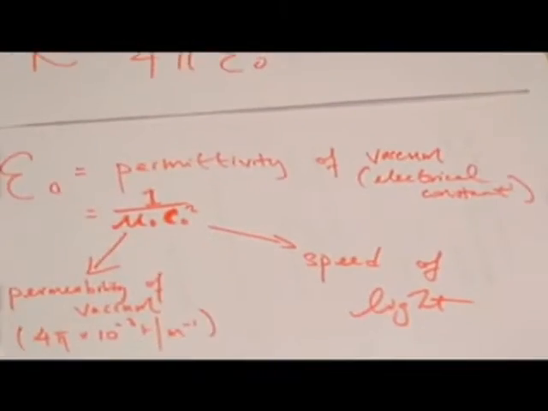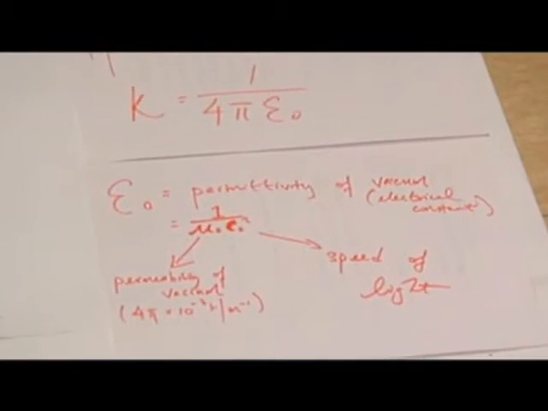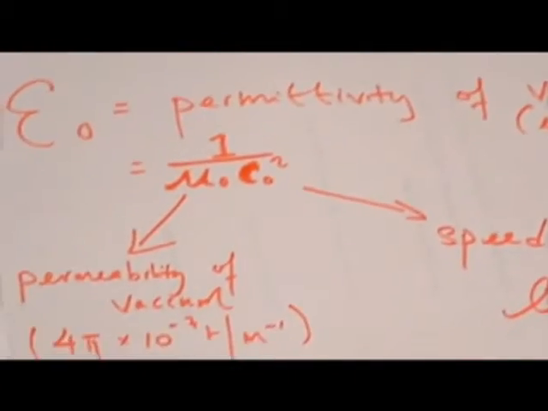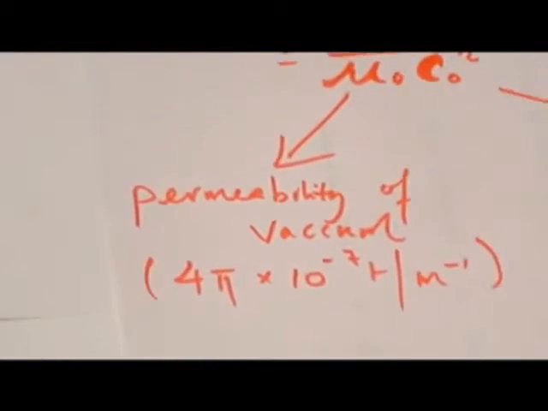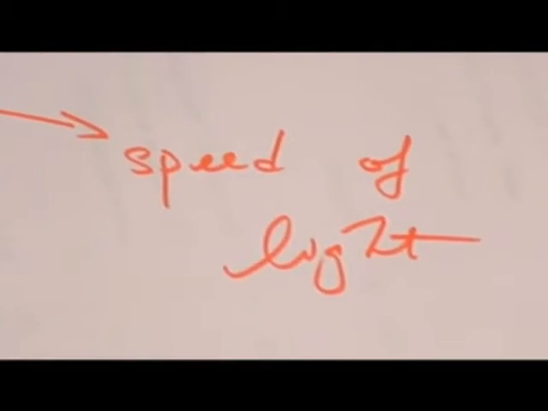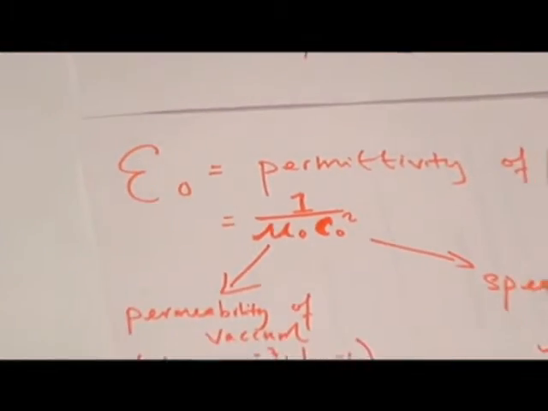So we can add a constant k inside, where k is equal to 1 over 4 pi epsilon naught. As for epsilon naught, it is the permittivity of vacuum, also known as the electric constant. It is a derived unit from two defined units, the permeability of vacuum and the speed of light. The relation is that epsilon naught is equal to 1 over mu naught c naught squared, where c naught is the speed of light.